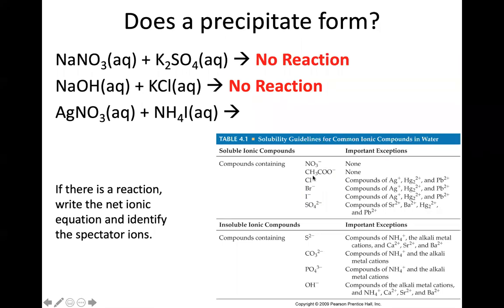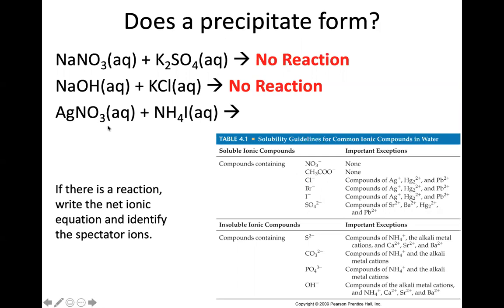Potassium chloride, chlorides are soluble, so that would be floating in the beaker. Now, in the new combinations, no reaction takes place because when I switch them, they're still soluble. Potassium combined with hydroxide would again be soluble. Sodium combined with chloride would again be soluble.